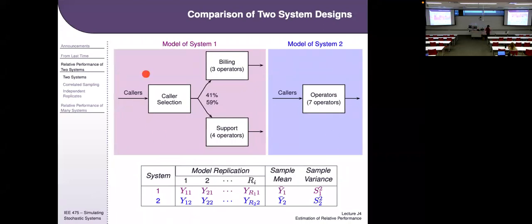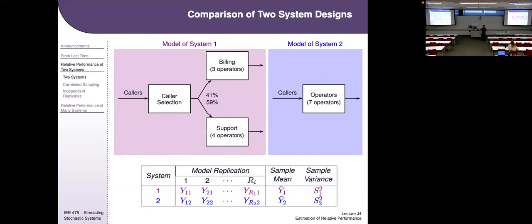So the basic conceptual model that we're coming up with here is, imagine a calling center that is simulated by system 1 or system 2. Imagine system 1 is the as-is system. Callers come in, they choose what they need, billing or tech support. 41% of them go to billing, where there are 3 operators waiting to help them. The other 59% go to tech support, where there are 4 operators waiting to help them, and then they exit the system. So for this system 1 here, we could run a certain number of replications, and for each one of them calculate the waiting time for each caller. And then for system 1, we would get a sample mean and a sample variance.